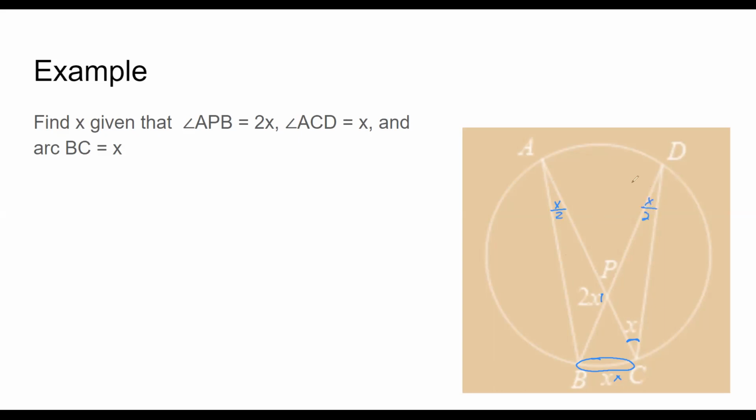And then let's look at what we're trying to find, which is X. Let's look at this angle here, angle DPC. Since DPC is a vertical angle from angle APB, it also must be 2X. And that means this angle here is also X. So this is where you see the similar triangles thing, because they both have the same angle measures: X over 2, 2X, and X.